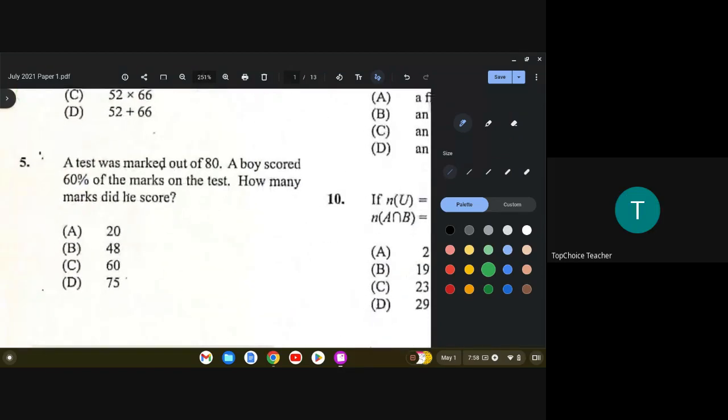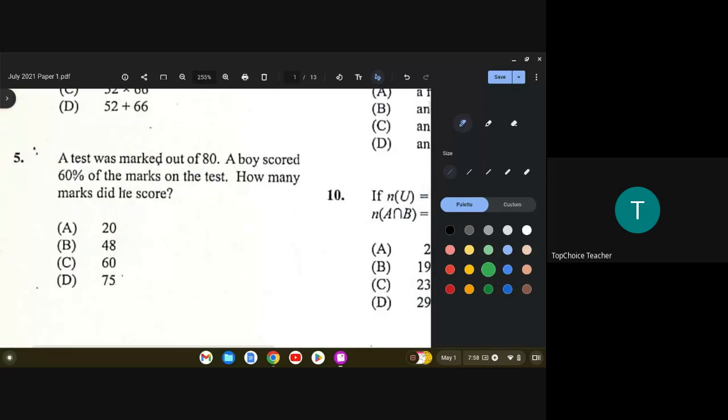Let's look at this one here. It's right below for convenience sake. A test was marked out of 80. A boy scored 60% of the marks. How much marks did he score? What would you do here?